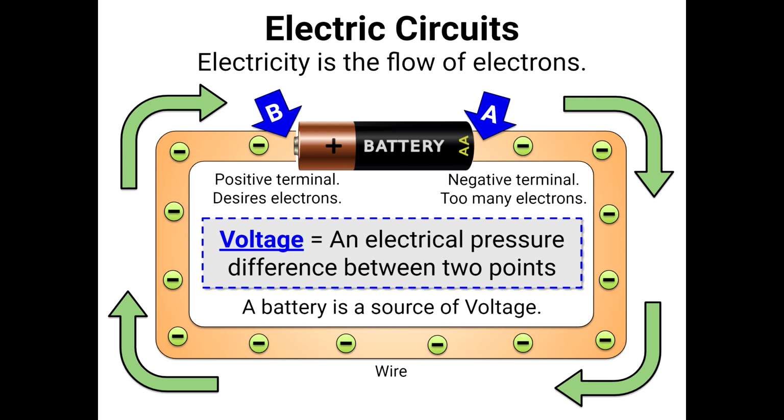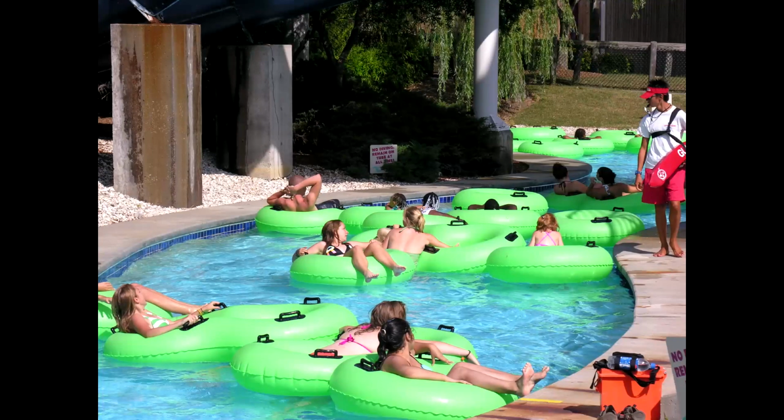So a battery is a source of voltage, and if you're curious how much voltage a typical AA battery gives out, it is 1.5 volts of voltage. So there's your unit of measurement for voltage. It is the volt.